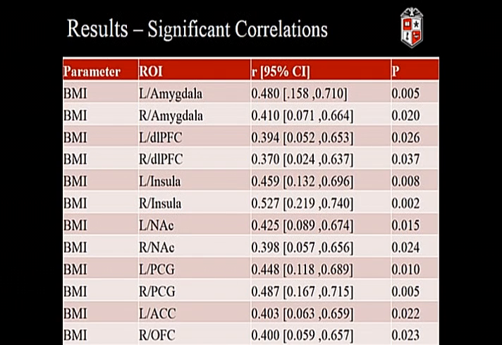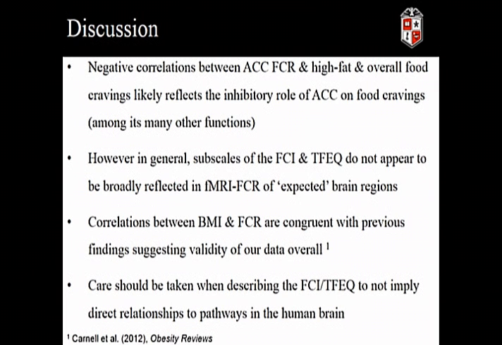This is just a quick validity check. We know brain regions that should be associated with and more active according to BMI, and they all were, so that tells us that our data was solid and intact. So the summary here is that, as I already said, the negative correlation with the ACC may reflect that role in the inhibitory process, but the ACC is also involved in other things. In this case, based on some other data, we think it is reflecting a little bit of the inhibition. But overall, the subscales of these behavioral measures don't appear to be reflected in those brain regions that one would expect based on how they're described and what they purport to be measuring.